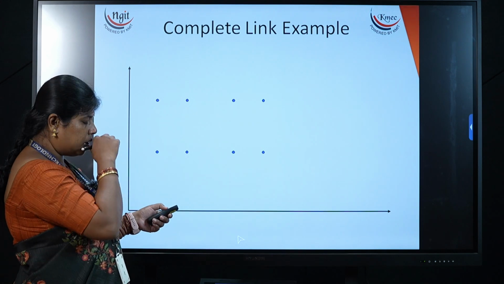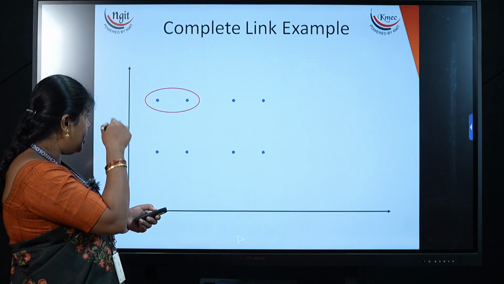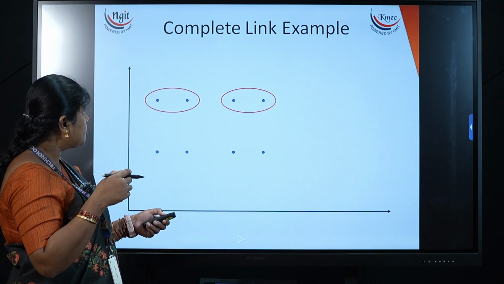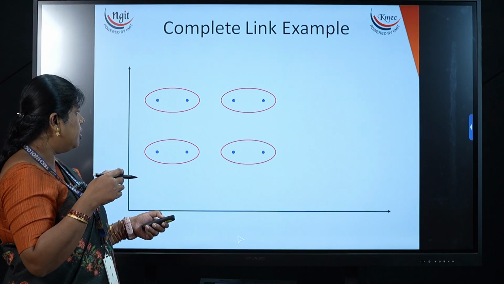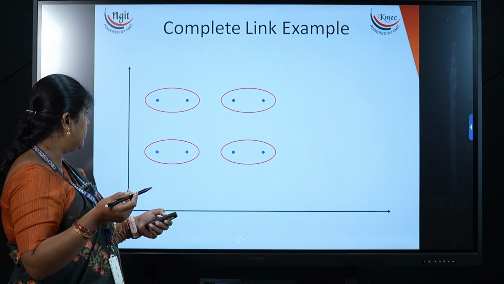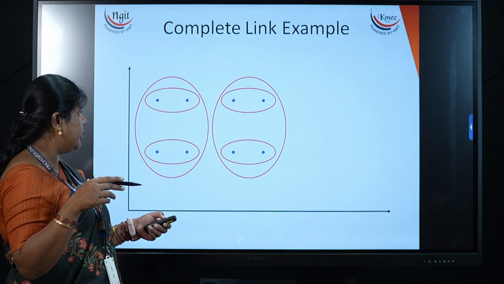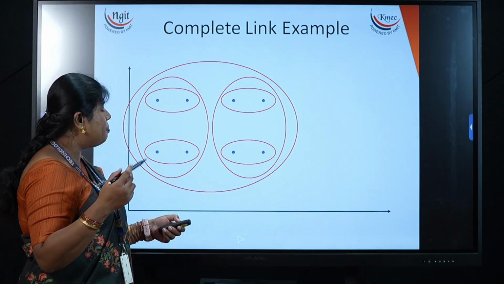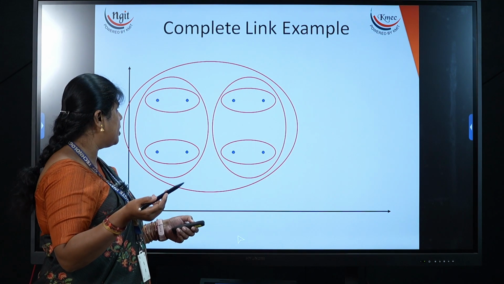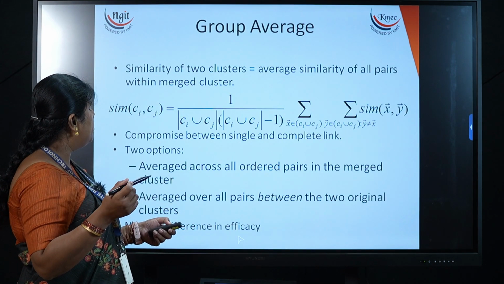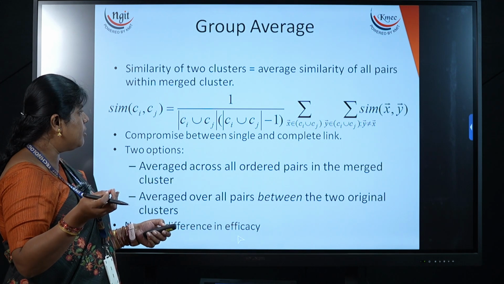Now, here, the complete link example. Now, how should it be? Listen. Here, instead of horizontal clustering, I am going for vertical clustering, based on your minimum cosine similarity value. Now, the middle point between them is what?